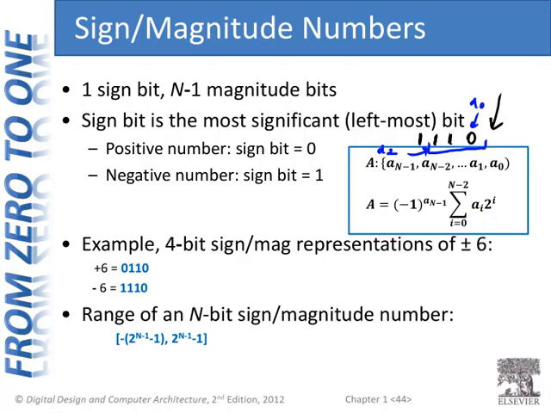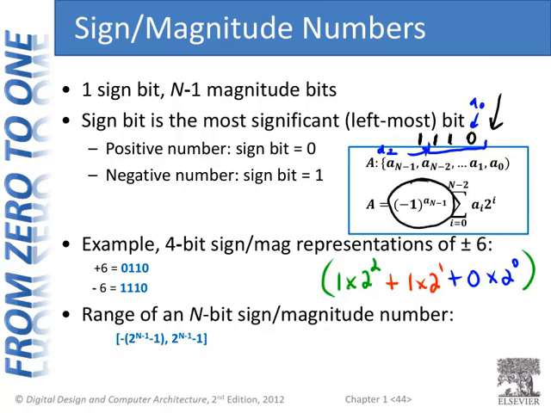So in this case, a sub 0 times 2 to the 0, plus a sub 1 times 2 to the 1, plus a sub 2 times 2 to the 2. We're going to add those together. And then we multiply it by -1 to the power of a sub n minus 1. So that's the sign bit. So here's our sign bit.